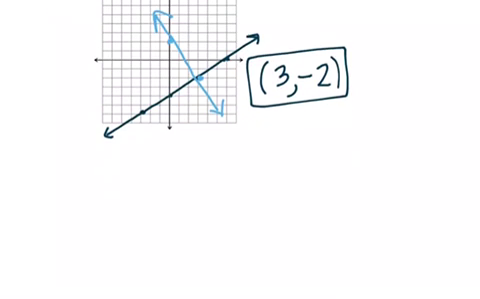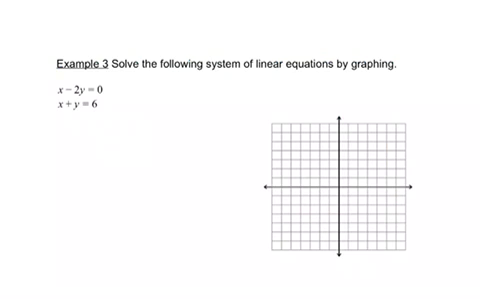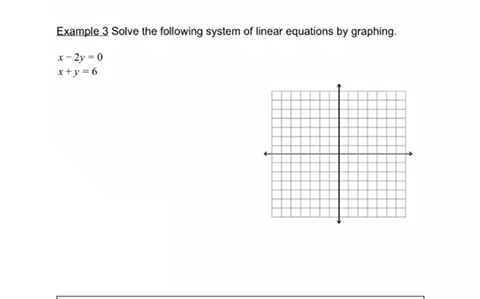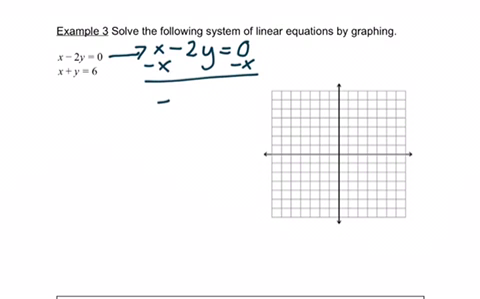Let's try one more example. This time, we're going to have to do a little bit of work before we can actually graph. With the first one, I need to put this equation in slope-intercept form. So I need to do some algebra first. I have to move my x over, so I'm going to subtract x from both sides. And I'm going to divide by -2 because I have to get y by itself, so then I have y equals mx plus b form.